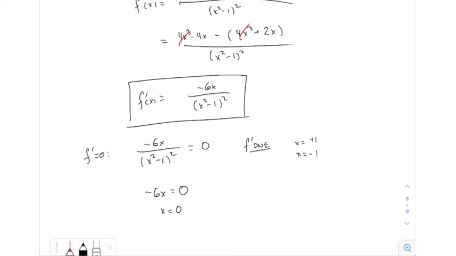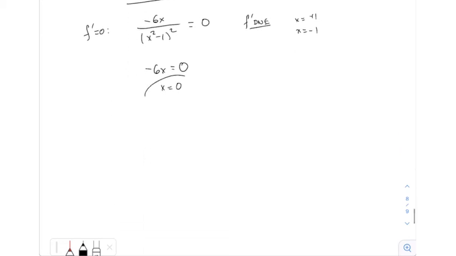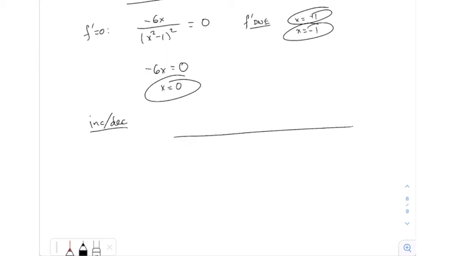I'm going to make my little increasing and decreasing chart, right? These are the three critical numbers. Increasing, decreasing. And then, like I said, this is actually going to be enough in this example to let us draw the picture. We have a minus 1, a 0, and a plus 1. For the derivative, it's 0 in the middle there. It does not exist here and also here.